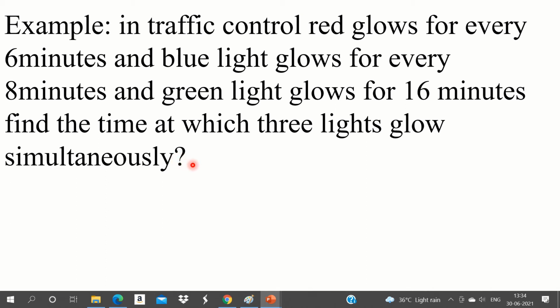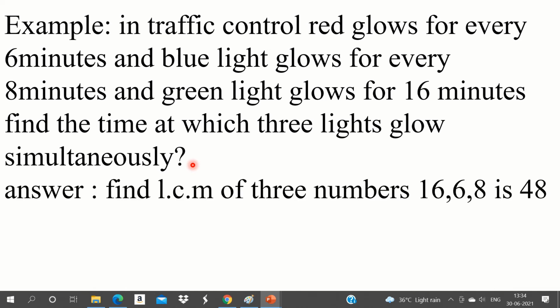So if we want to find when the three lights glow at the same time, you have to find the LCM. So LCM of 16, 6, 8 is 48. So for every 48 minutes, these 3 will glow at the same time.